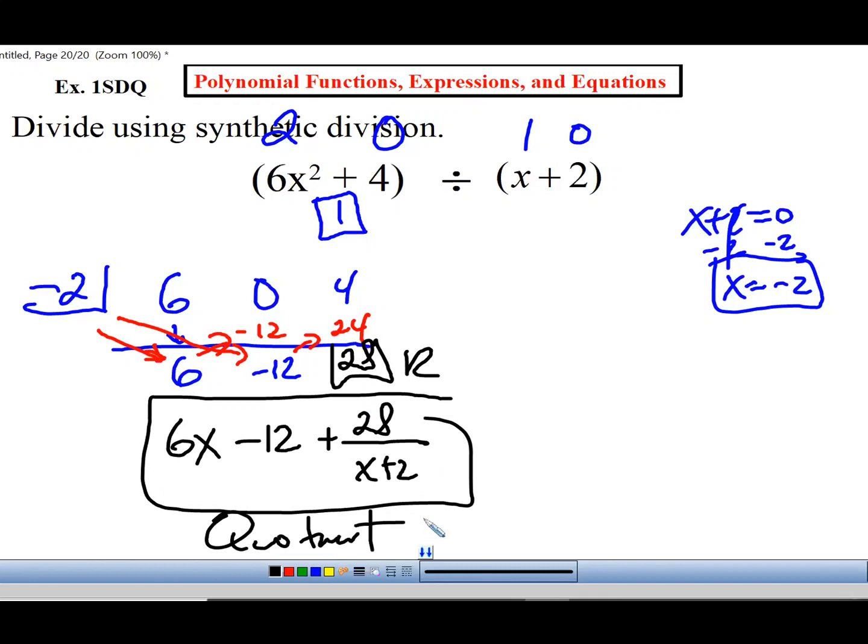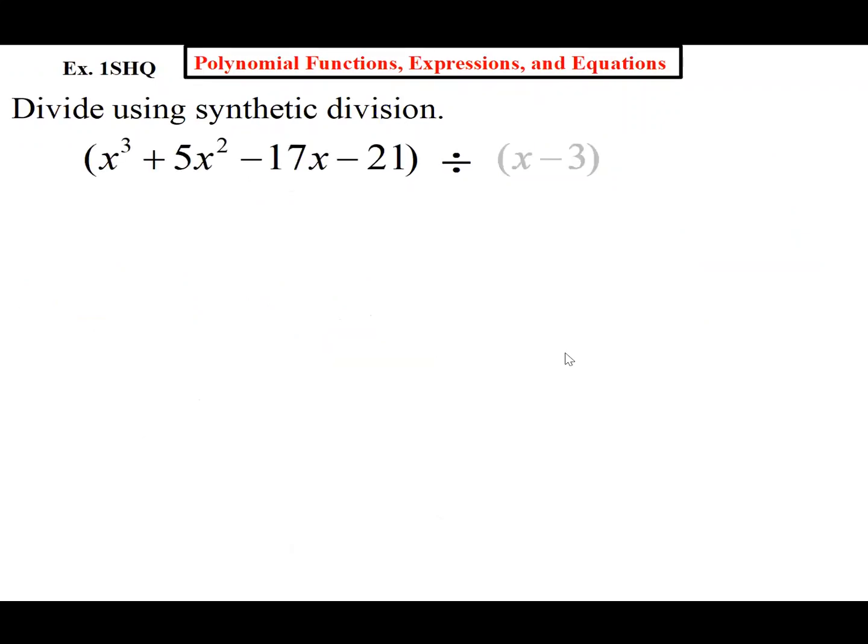Have you got that? Okay, good. How are we doing? All right. And one last one. Ready? Here we go. Example 1 Shazam cube. Copy this. X cubed plus 5x squared minus 17x minus 21 divided by x minus 3. Copy that and go. All right.